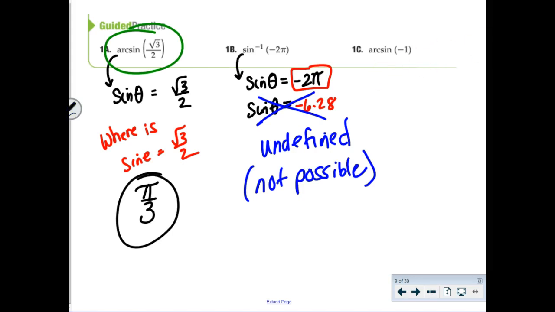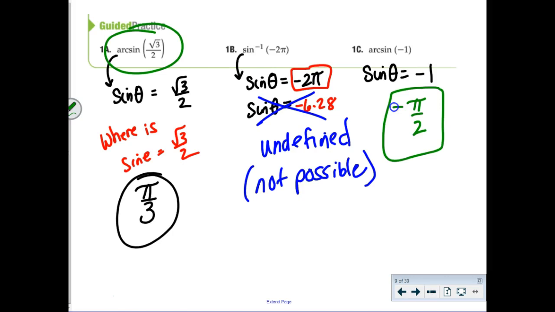So this next one, arcsine negative 1. So earlier the question said sine theta equals negative 1. So where is sine going to give you a value of negative 1? And this is probably the trickiest question on the slide. Say it again. Negative pi over 2. Very good.